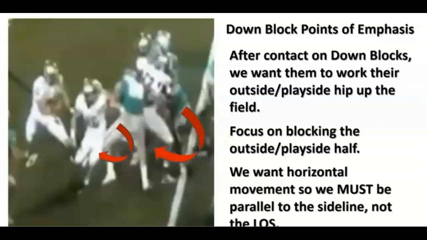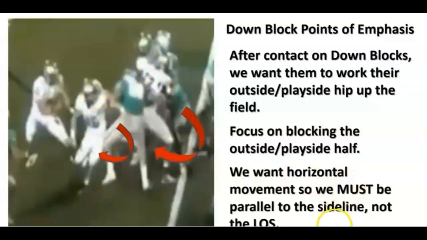So points of emphasis, coaching points. After contact on down blocks, we want our blockers to work their outside play side hip up the field. Focus on blocking the outside play side half of the man. Okay, in this case, it'd be the defender's right sides. Okay, and remember, stress it to your kids every day. We want horizontal movement. Getting movement vertically, that's great, but not at the expense of getting leakage outside to where we're running the football play.